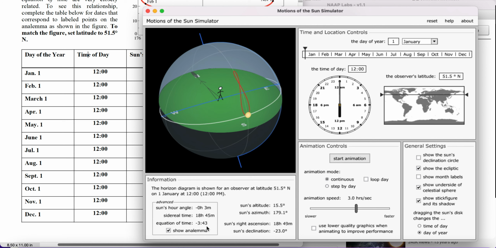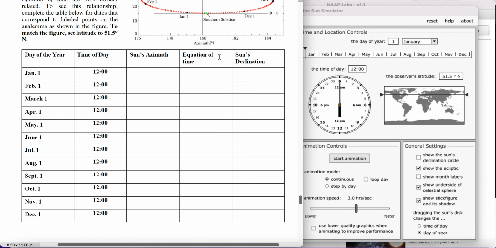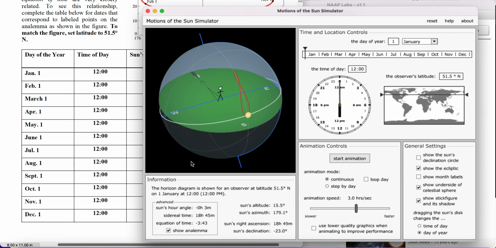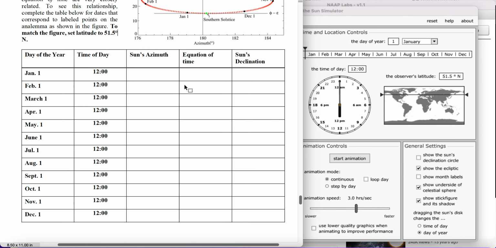So the equation of time is always in minutes and seconds, and it's either negative or positive. And then sun's declination. So where's the sun's declination? That's going to be right over here, -23. All right, so those are the values you want: azimuth, equation of time, and declination. Now, why do you want them? Because, as I said, the whole idea is to take the obscurity of the equation of time and make it seem less strange, less opaque, less esoteric.